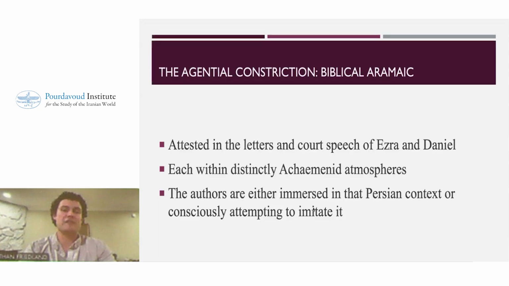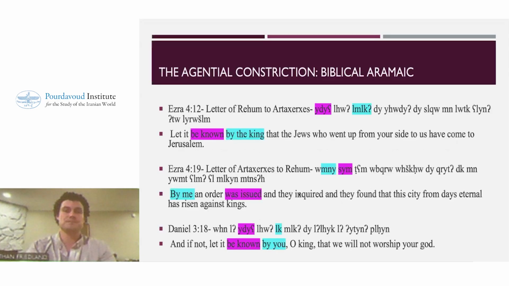In Daniel, we find the agential constructions in the dialogue between the king, by whom orders are issued, and the speech of his courtiers, and once in the narration itself. So here we see the exact same constructions, making use of passive participles and agents in either min or lamed.